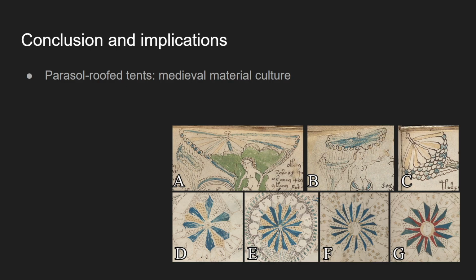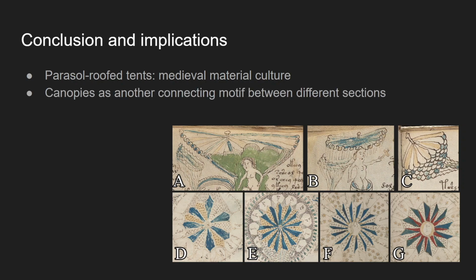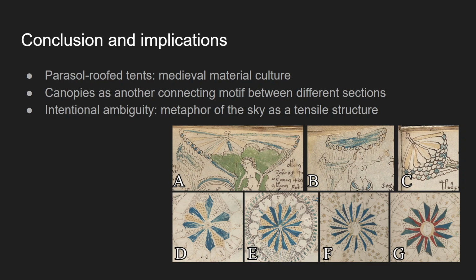There are several implications to our findings. Firstly, we demonstrated that the Voynich artist took inspiration from typical medieval parasol roof tents. Second, canopies are found in different sections of the manuscript. Together with a number of other recurring features, this suggests a stronger connection between the manuscript sections than what may be expected at first glance. This is reinforced by our third and most important point. All canopies we discussed have been explicitly constructed to convey a visual metaphor, likening the sky to a tensile structure.